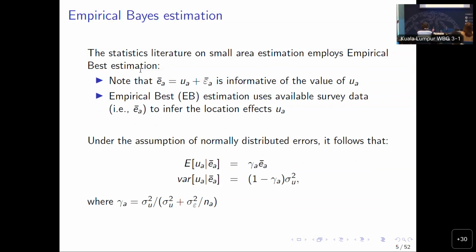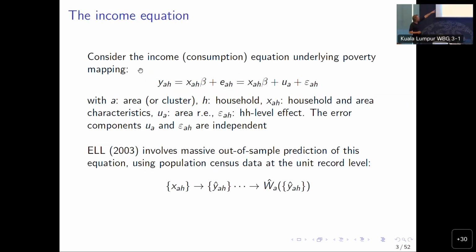This gamma A will vary from area to area, because the number of households sampled in each area will vary. As for where you get the variances for U and for epsilon: you can estimate them. There are standard methods. You observe the total residual, and you observe the number of households in each area. So Henderson's method 3, among others, is one of a couple of different approaches you can use to estimate the variances in a nested error model.